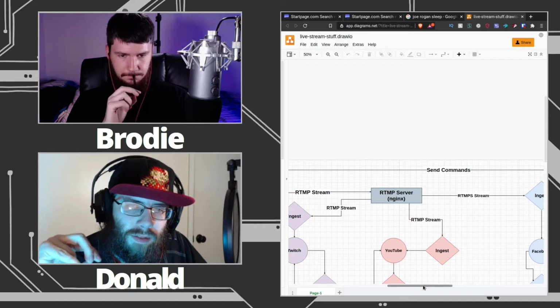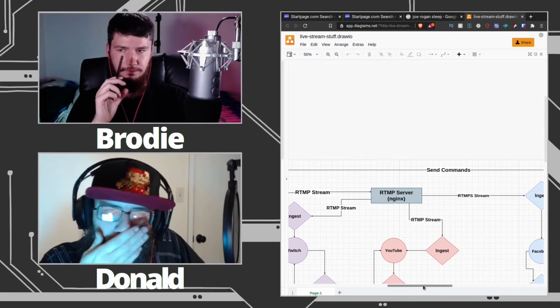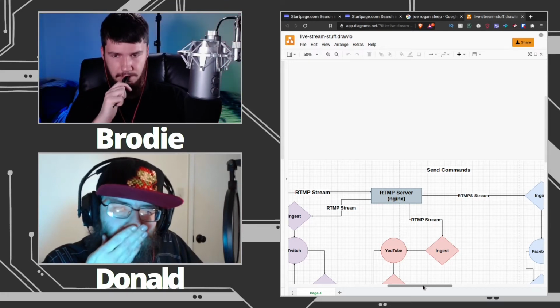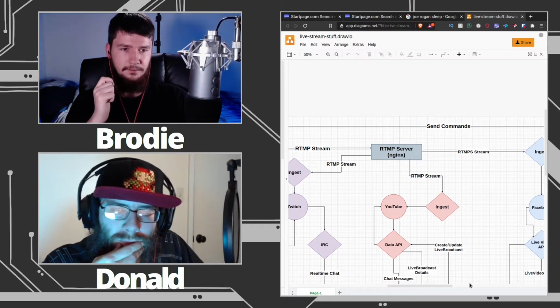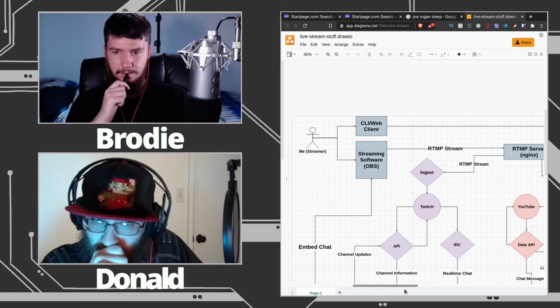Yes. Okay. And then basically just pull your stream key from that through whatever method makes the most sense for those services. That makes sense. So what sort of VPS capabilities would you actually need to make something like this practical?